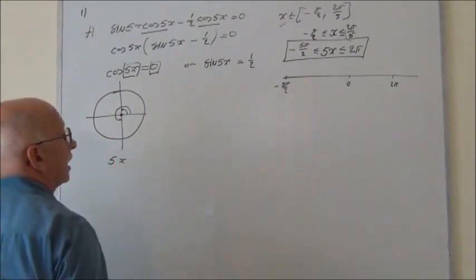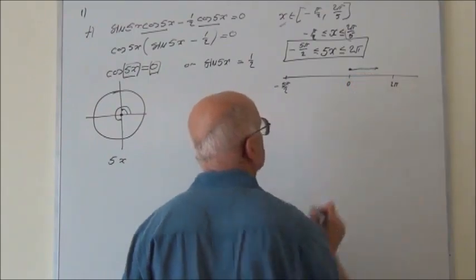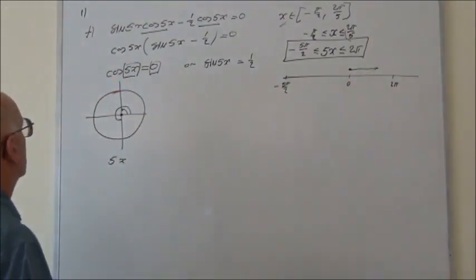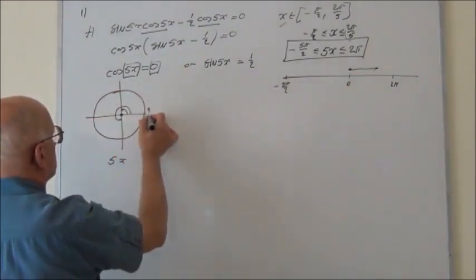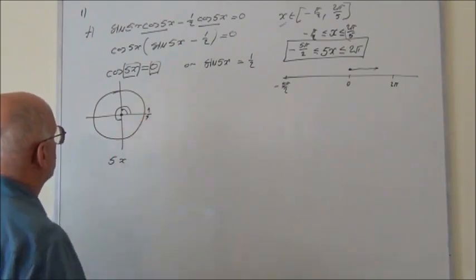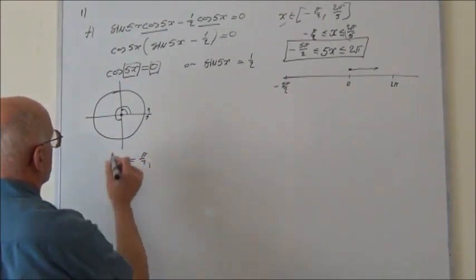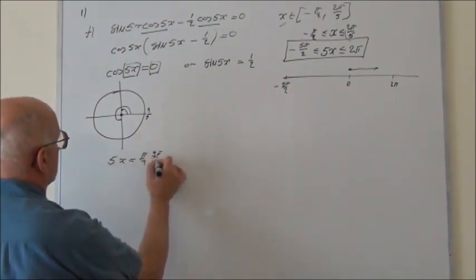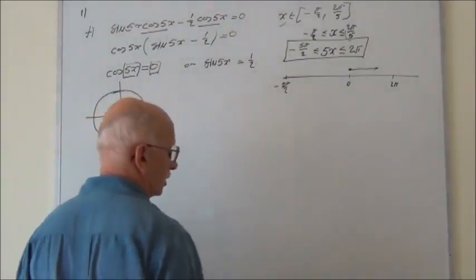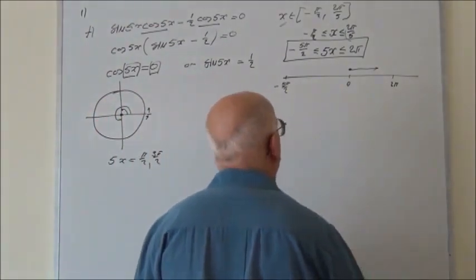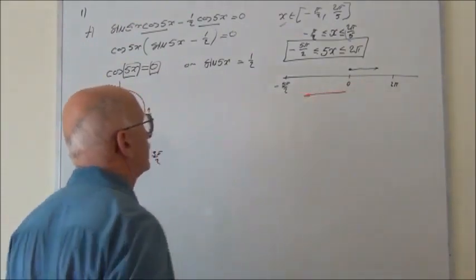So 5x, starting from 0 and going in the positive direction up to 2 pi to pick up all solutions here. Starting from here, finishing there, we have two solutions. The first solution is pi on 2, and the second solution is 3 pi on 2. Of course, now we have to go in the negative direction, because we have this part of the domain.